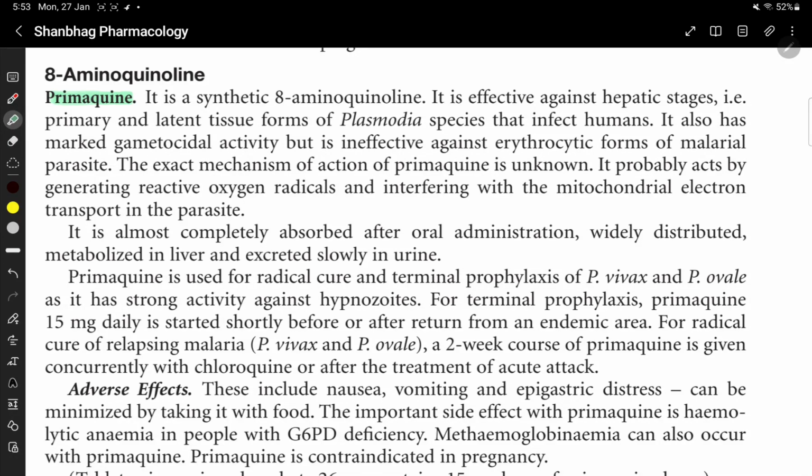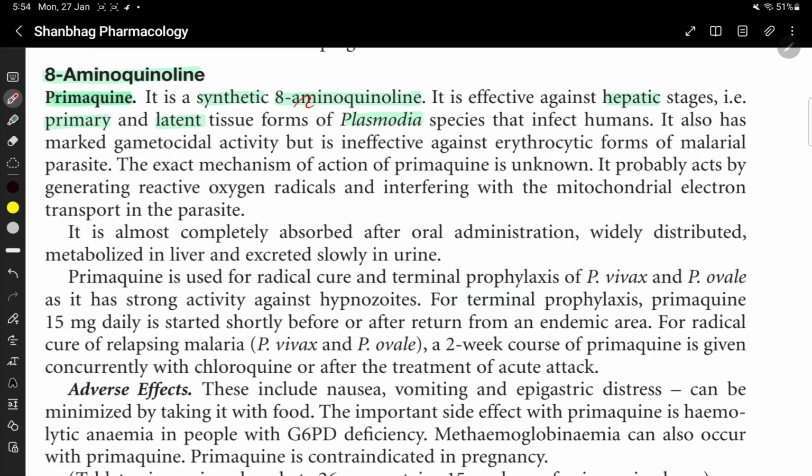Primaquine. Primaquine is an anti-malarial agent. It belongs to 8-amino quinoline. It is a synthetic 8-amino quinoline. It is effective against hepatic stages, that is, primary and latent tissue forms of Plasmodia species that infect human.